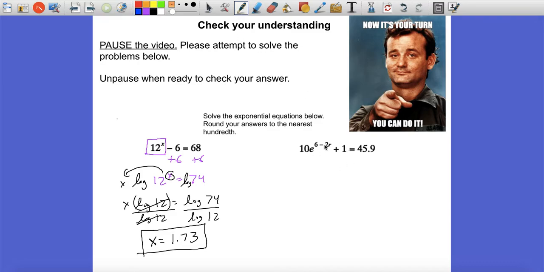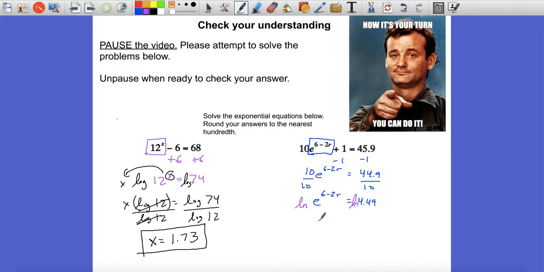So with this second problem, again, it's a little more complicated, but not terribly much so. We're looking to isolate this exponential expression, e to the power of 6 minus 2r. We're solving for r. So I'm going to start by subtracting 1 from each side, and then dividing by 10. So we're going to have 10 e to the 6 minus 2r equals 44.9. We divide by 10. So I have e to the 6 minus 2r equals 4.49. And since our base is e, it makes sense to take the natural log of each side rather than the common log. Makes life a little easier for us.